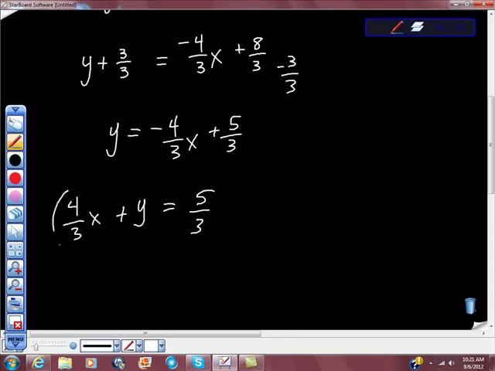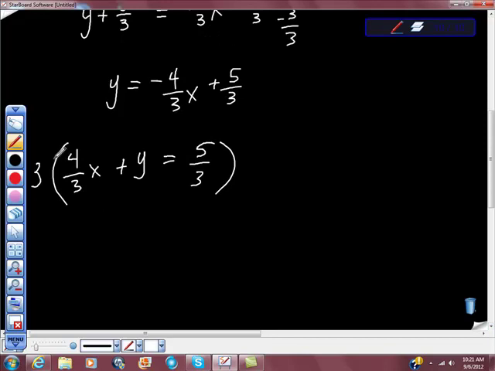I'm going to multiply the whole thing by, yep, 3. And if I do, this 3 and this 3 cancel out, so I'll get 4x, won't I? Plus 3y is equal to this 3 here and this 3 here. They'll cancel each other, won't they? It's equal to 5. So there's our final answer. Is that all right?